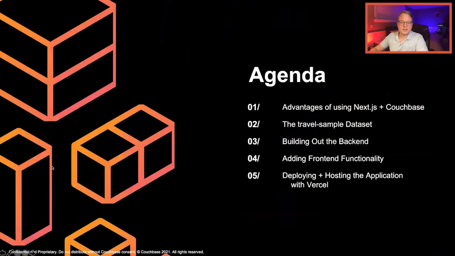So let's walk through the agenda quickly. First off, I'm going to discuss some of the advantages of using Next.js and Couchbase. Then we'll look briefly at the travel sample dataset, which is the data model that we're going to use for our demo app. I'll walk you through some of the backend and front-end code, and finally, we'll go through the steps to deploy our demo app to Vercel's serverless environment.